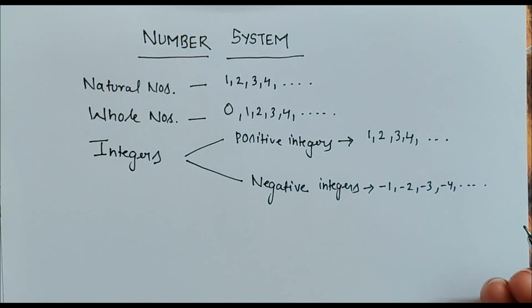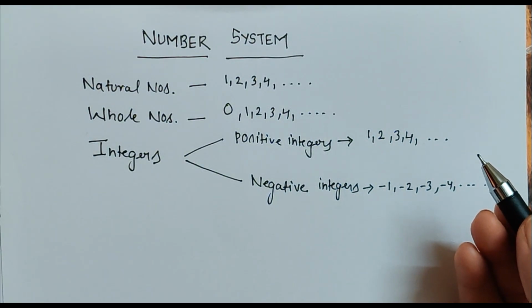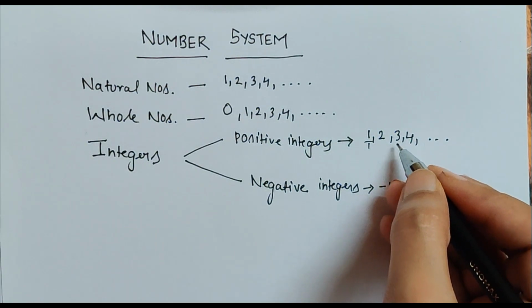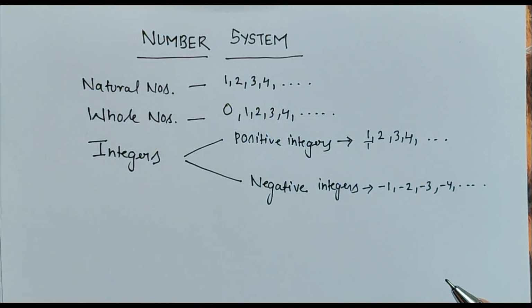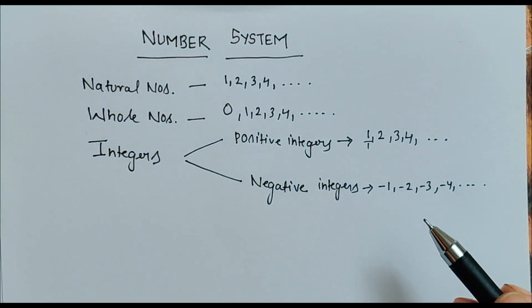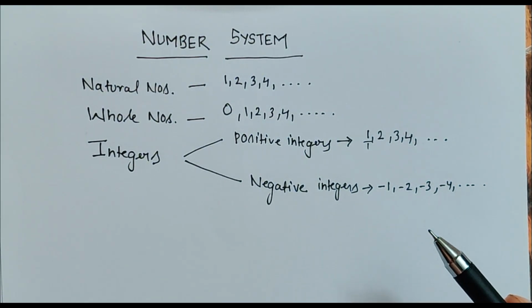And the most important thing in understanding this is that the denominator of the number is 1. Here also the denominator is 1, here also the denominator is 1, here also the denominator is 1. If nothing is written under the number, by default it is 1. So these are the numbers which come under integers, positive integers and negative integers.